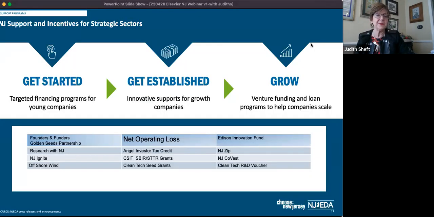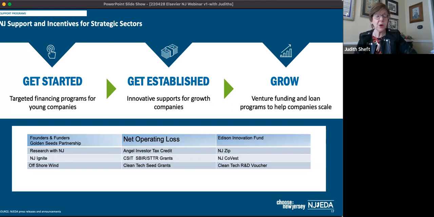And within New Jersey, on the next slide, we have a suite of different types of programs that are available to really help companies across the lifespan of a company, from their getting started point to getting established to growing. And while not shown on this slide are all of the COVID related relief efforts, I do want to talk about a few of the programs that we have that are particularly relevant to these ecosystem creating activities.